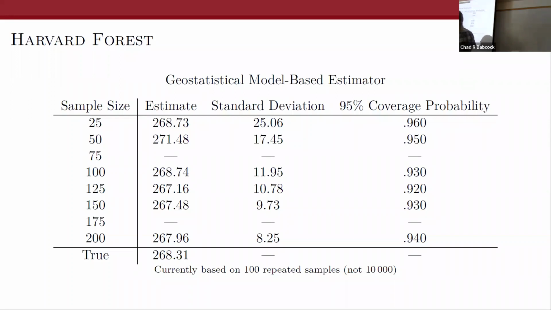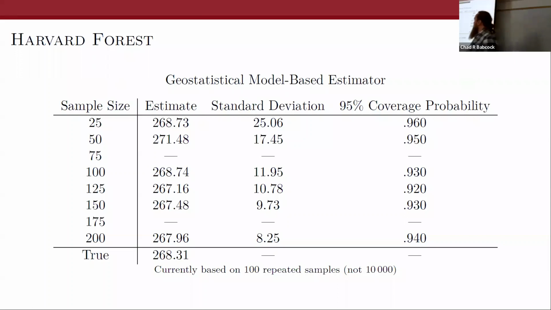But even with only 100 samples, I'm still not seeing anything here that tells me that something's extremely wrong. We still are hitting in that 95% realm, and we seem to be at least somewhat unbiased here. So we have a few estimates that are a little high and a few estimates that are a little low. And as we increase the number of repeated samples, those things will stabilize as they go.